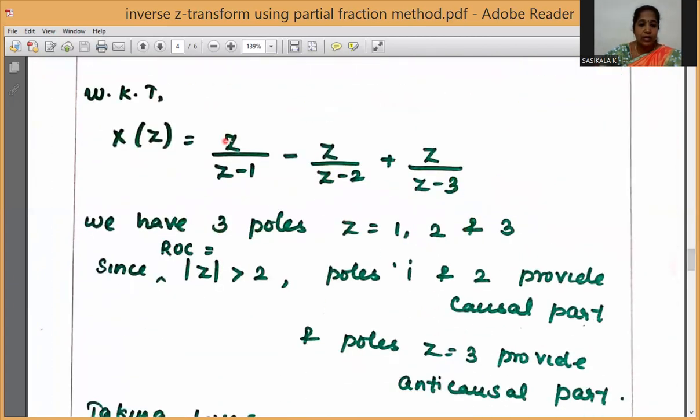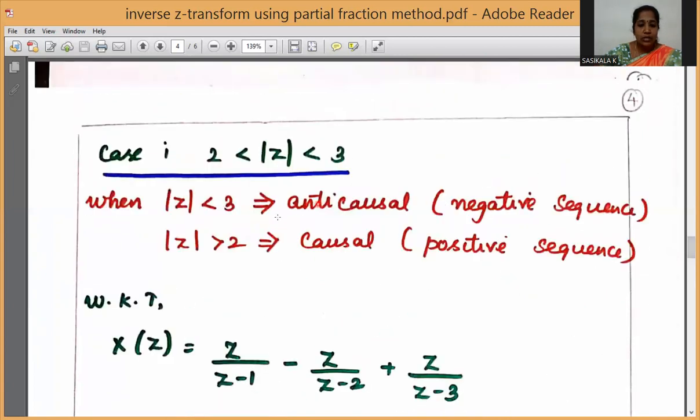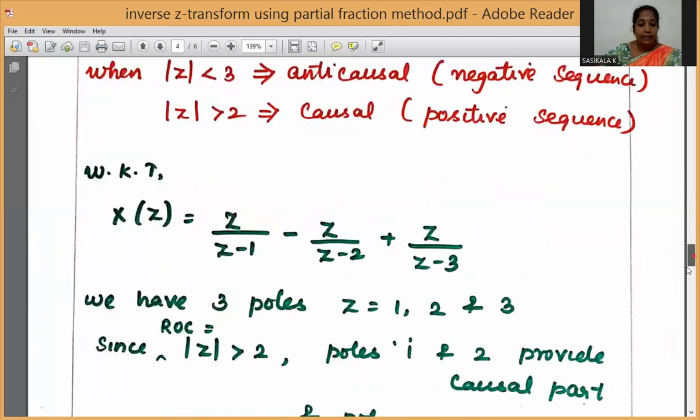That is, X(z) is equal to z/(z-1) minus z/(z-2) plus z/(z-3). So, we have three poles. What are they? 1, 2 and 3. So, in this ROC, we have two ROCs. That is, one is |z| greater than 2 and |z| less than 3.